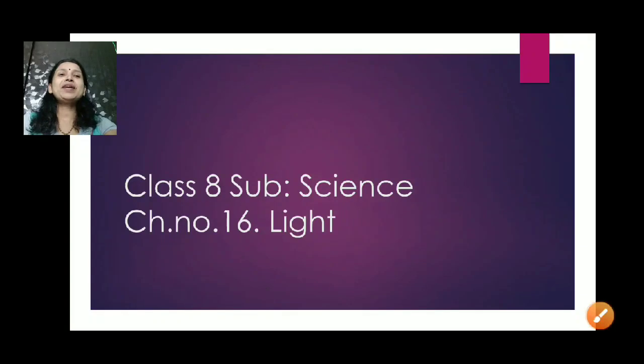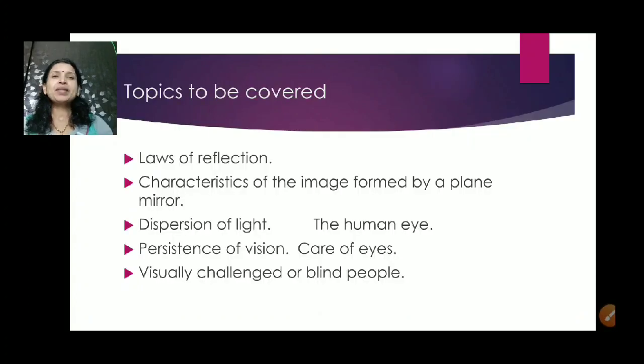Hi students, today we are going to begin new chapter number 16, light. This chapter is from grade 8. In this chapter we are going to discuss laws of reflection, characteristics of the image formed by a plane mirror, then dispersion of light, human eye, then persistence of vision, care of eyes, visually challenged or blind people. These all things we are going to discuss in this chapter one by one.